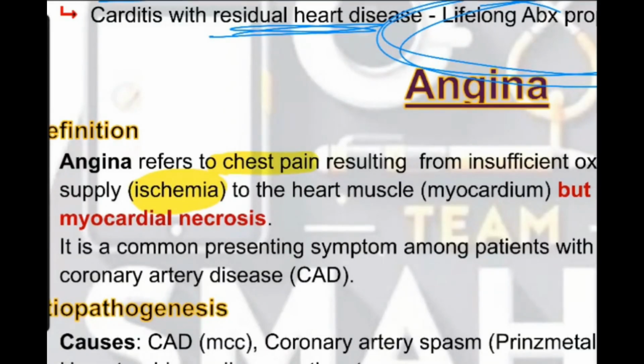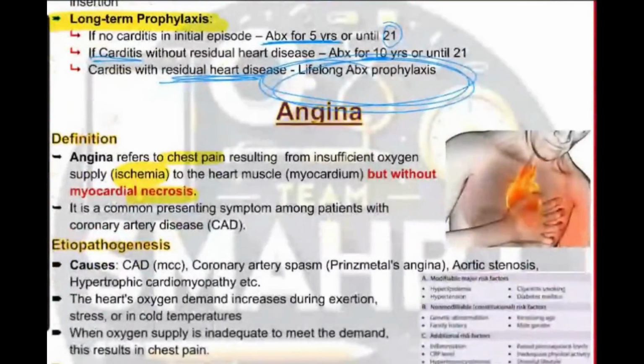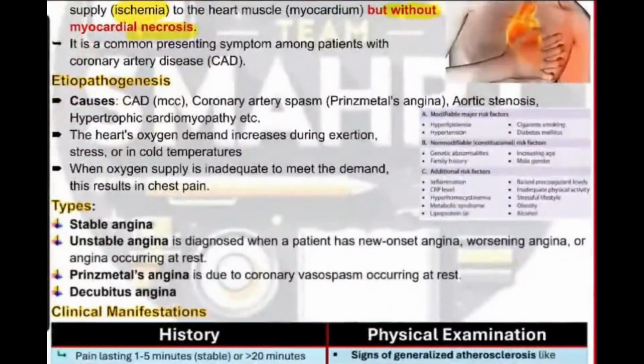That is angina. Angina and myocardial infarction, there is a difference. In myocardial infarction, there will be myocardial necrosis, that is, permanent damage to the heart tissue occurs. But in angina, it is a temporary block in the blood supply. That is, insufficient oxygen supply is temporary, without myocardial necrosis. Okay, that is angina. What are the causes?